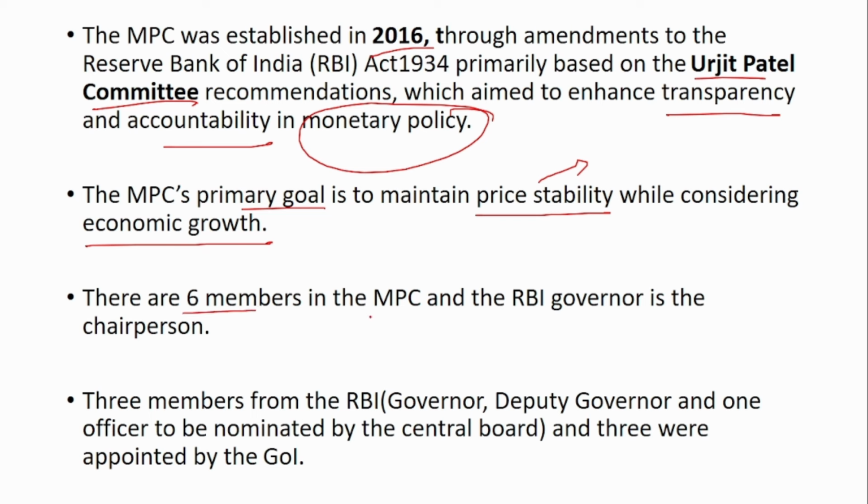There are 6 members in the MPC and the RBI governor is the chairperson. So 6 members, 3 from RBI and 3 from the Government of India. The 3 members from the RBI are the governor, the deputy governor and 1 officer to be nominated by the central board, and 3 are appointed by the Government of India.